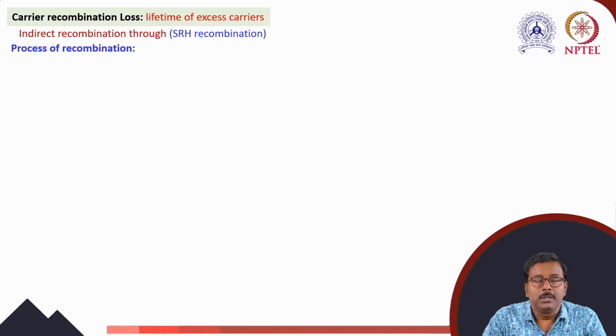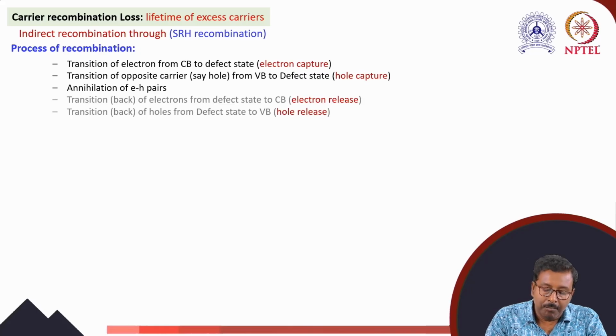Now, how does this SRH recombination take place? What is the process of recombination? There are four processes involved in this recombination. One is called electron capture, hole capture, electron release, hole release.